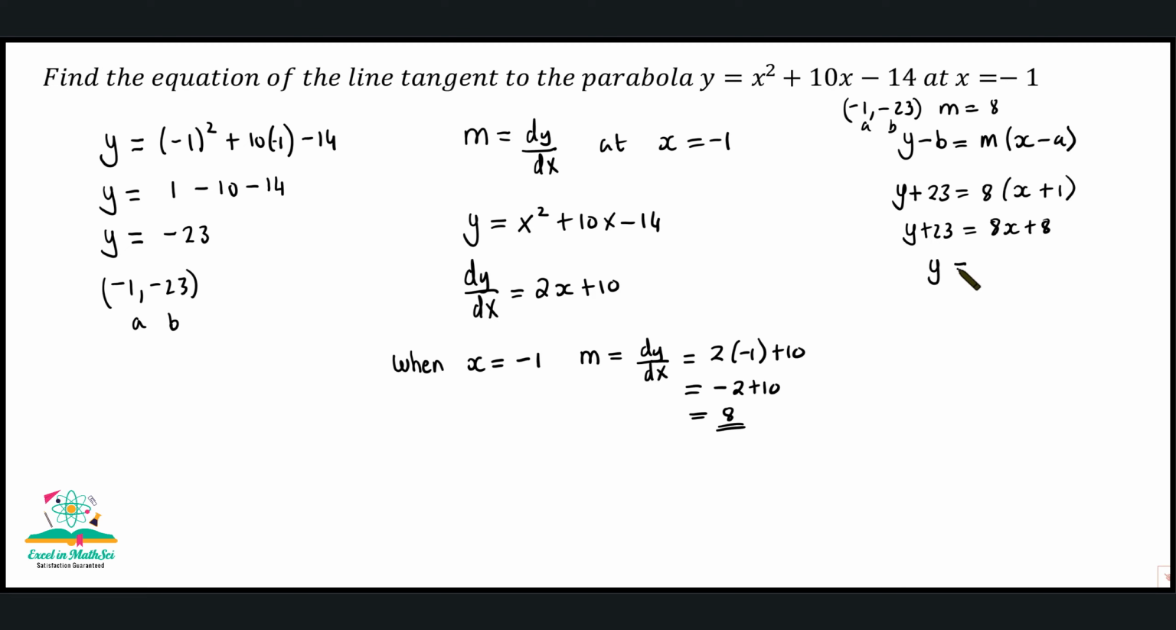That'll be y, so we take that to the other side. So 8 subtract 23, that'll give me negative 15. So that would be the equation of the tangent to the parabola at x equals minus 1.